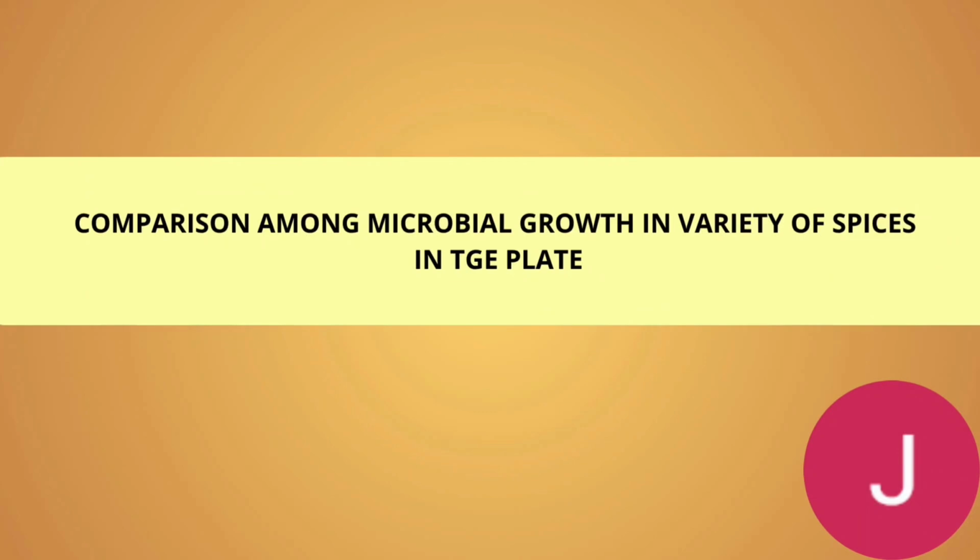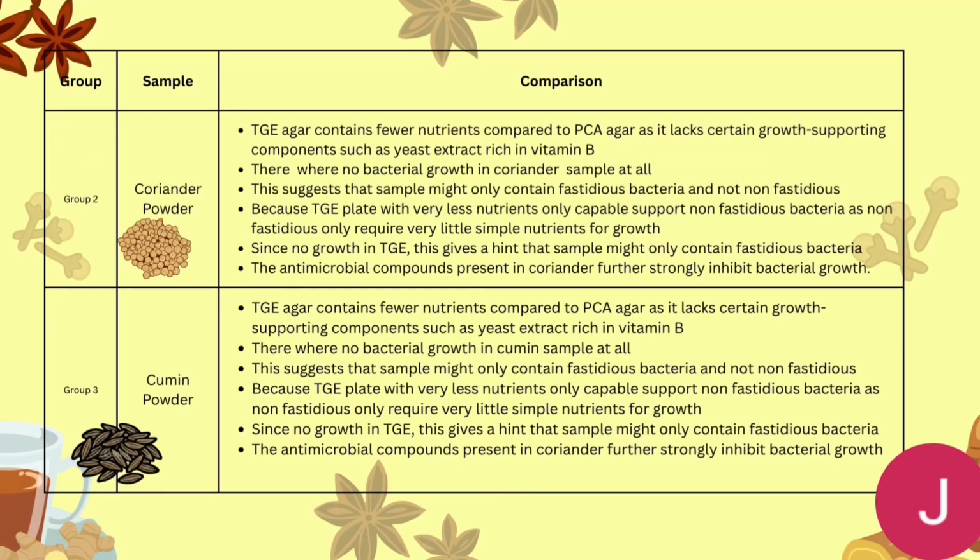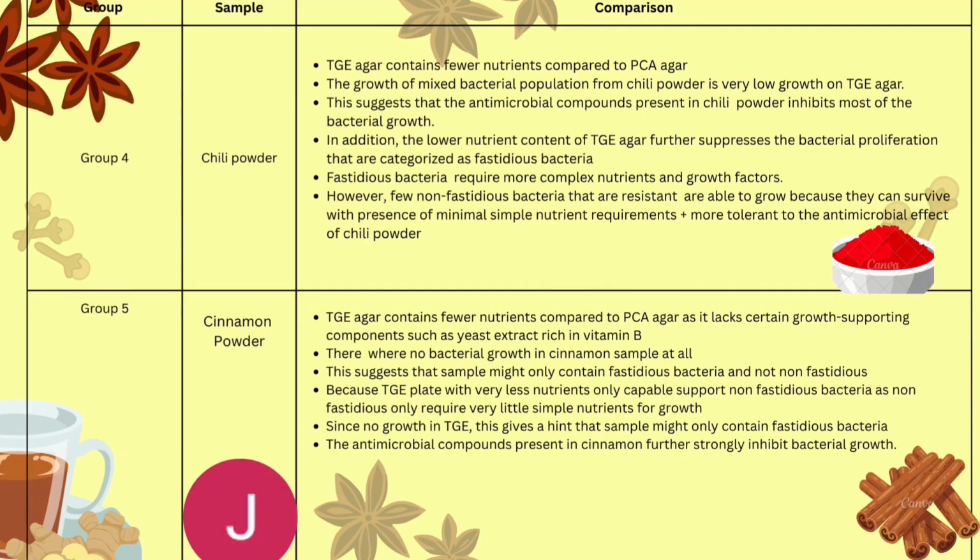Now I will compare the results among microbial growth in variety of spices in TGE plate. The TGE agar stands for tryptone glucose extract agar, and this agar contains fewer nutrients compared to the PCA agar as it lacks certain growth supporting components such as yeast, which is rich in vitamin B. Then group 4 with chili powder sample showed very low growth of mixed bacterial population.